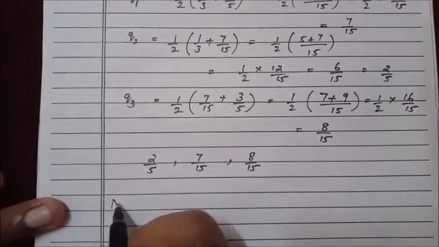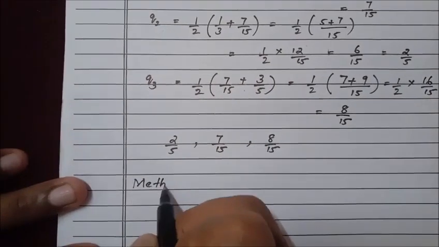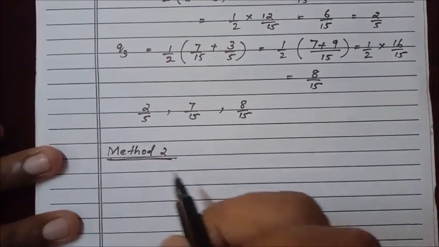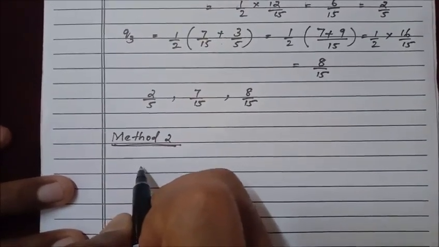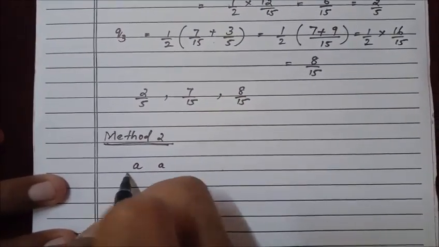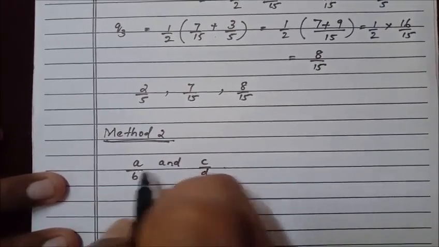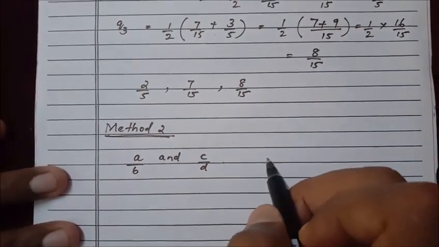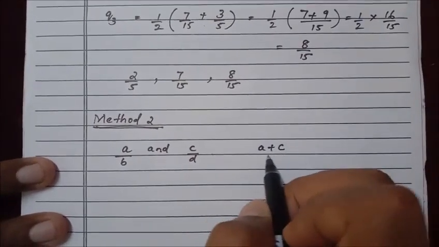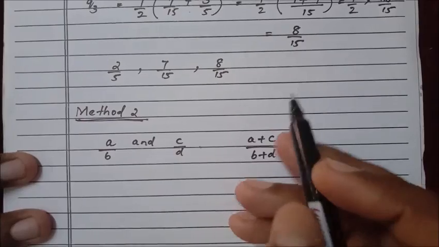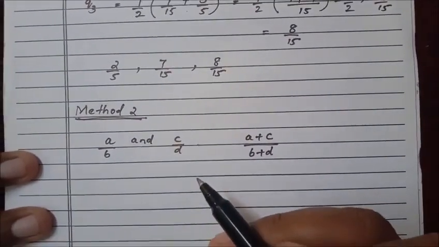Now method 2, which is an easy method, and this is known as shortcut method. Now if A upon B and C upon D are two rational numbers, then A plus C the whole divided by B plus D is a rational number between these two given rational numbers.